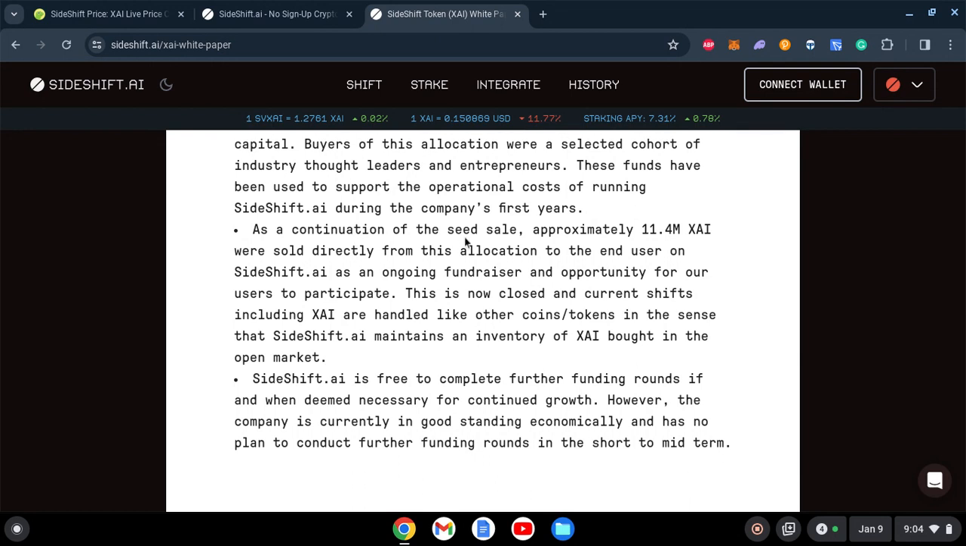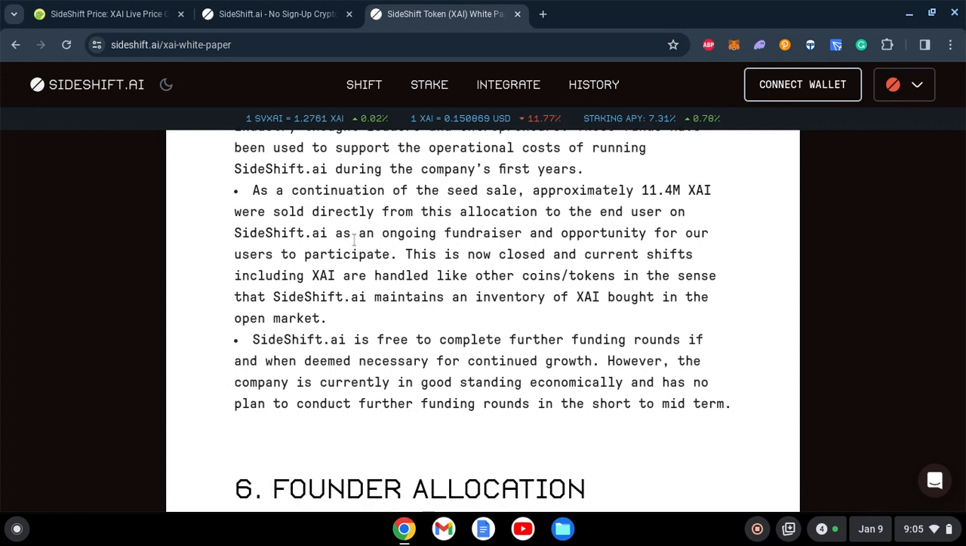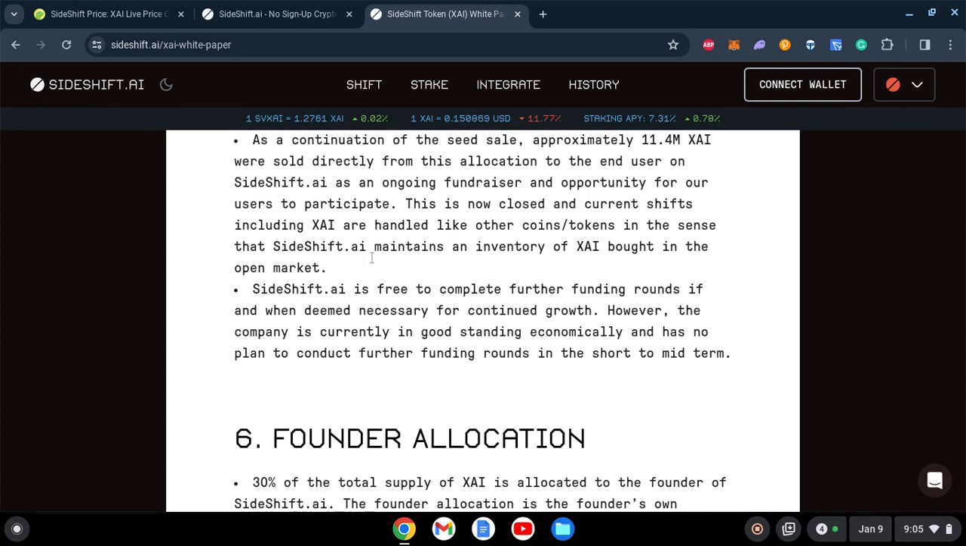As a continuation of the seed sale, approximately 11.4 million XAI were sold directly from this allocation to the end user on Sideshift as an ongoing fundraiser and opportunity for our users to participate. This is now closed, and current shifts including XAI are handled like other coins and tokens, in the sense that Sideshift.ai maintains an inventory of XAI bought in the open market.